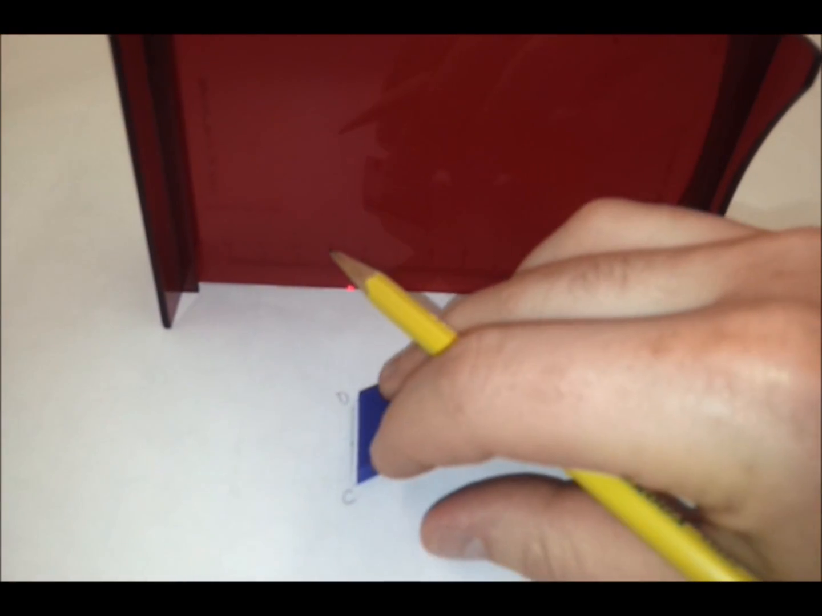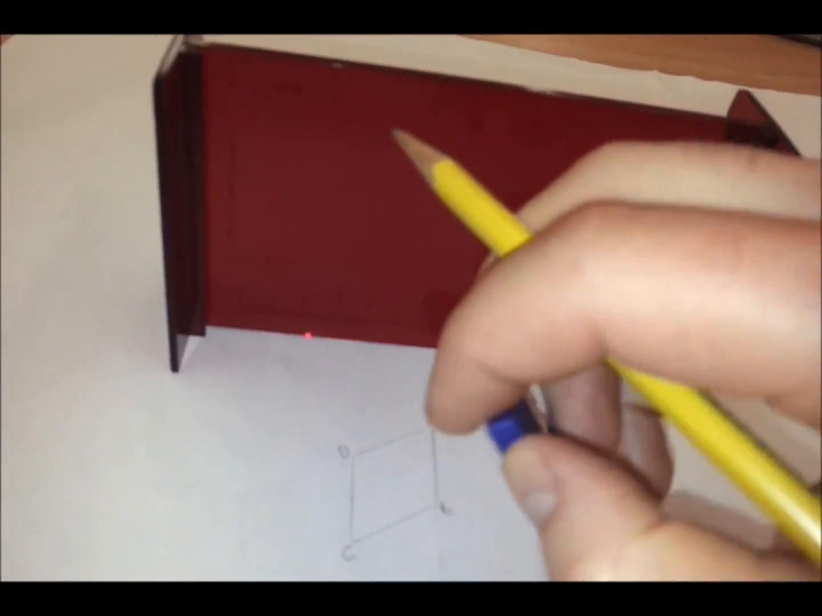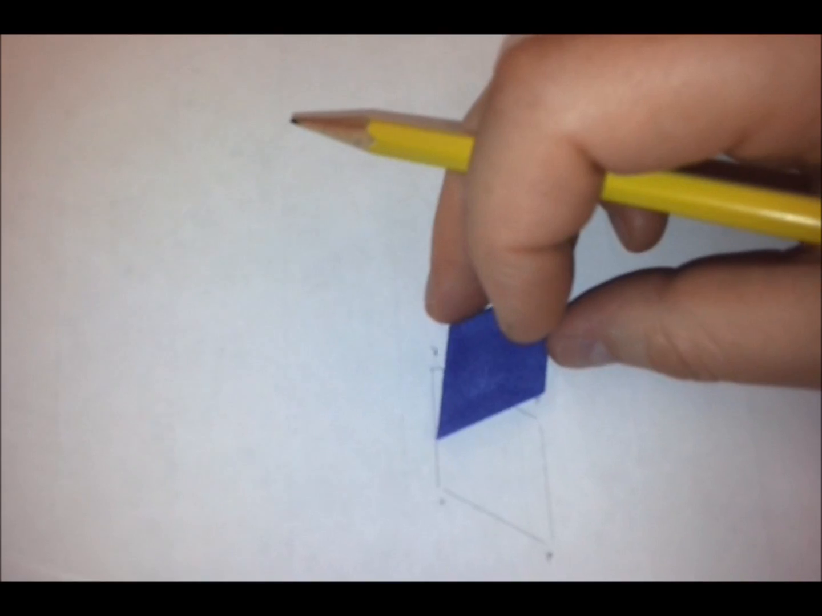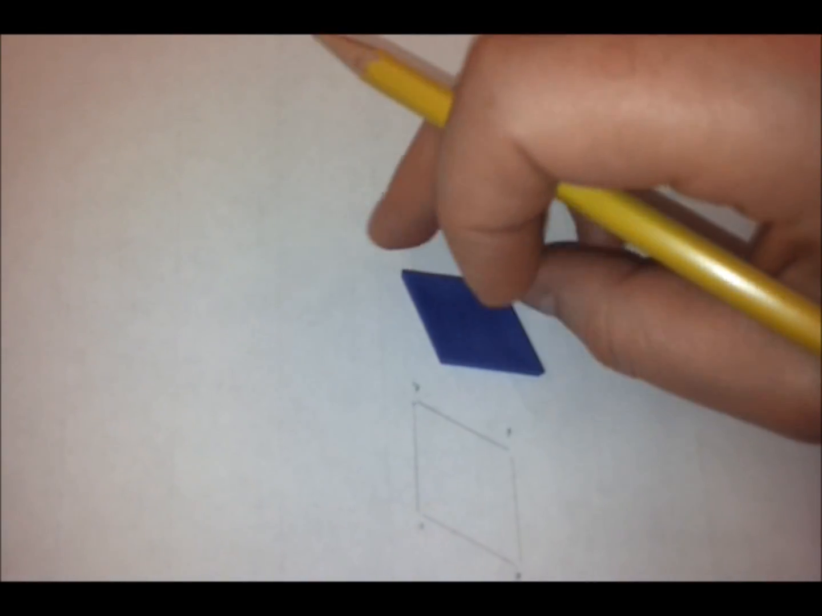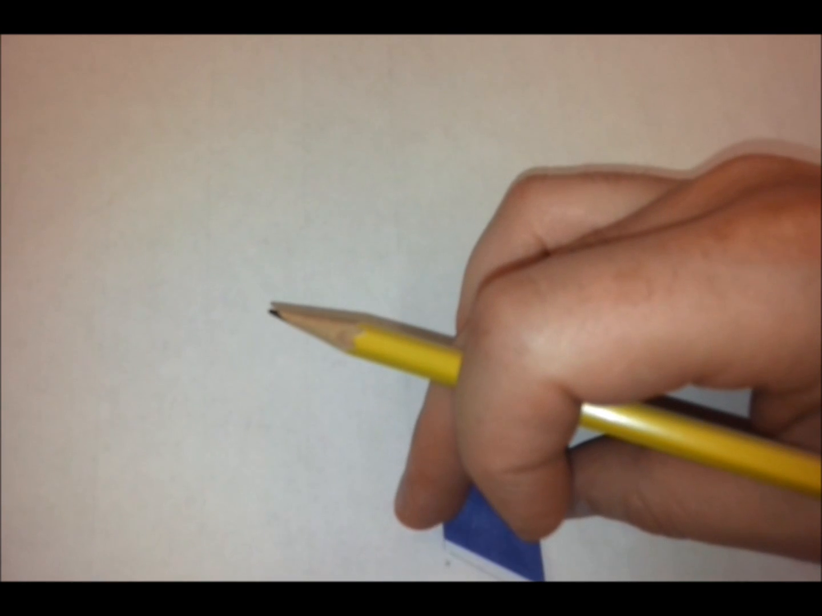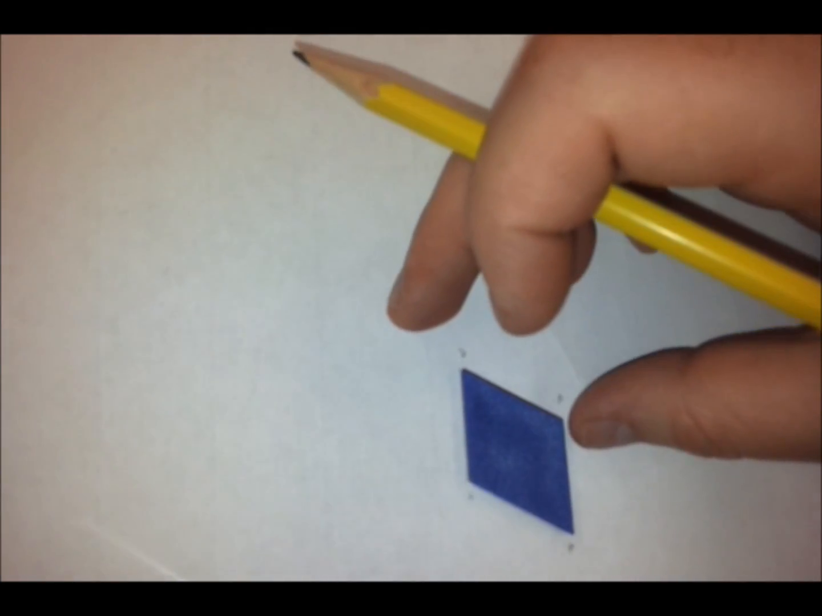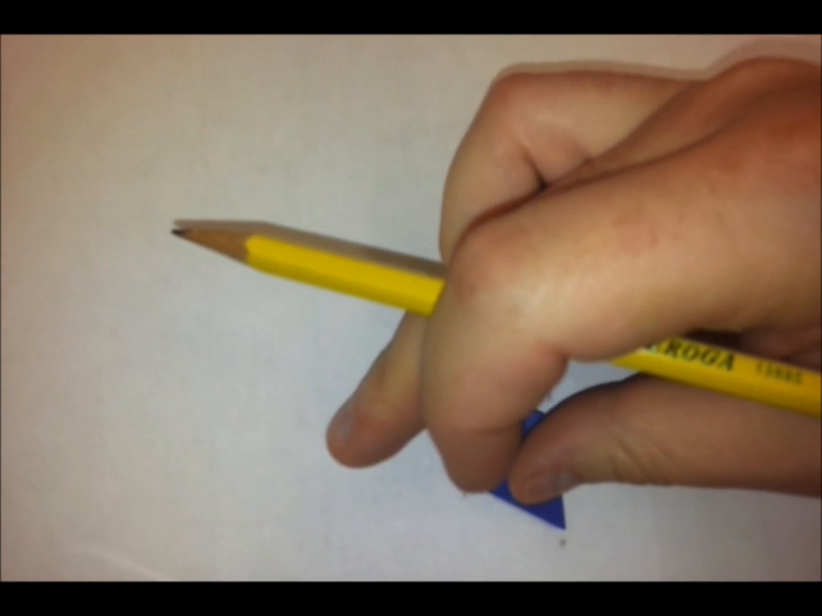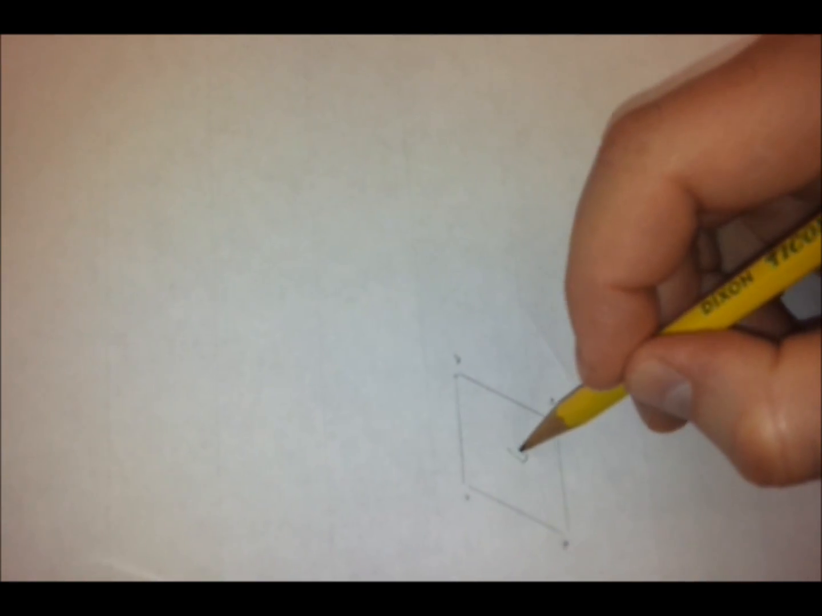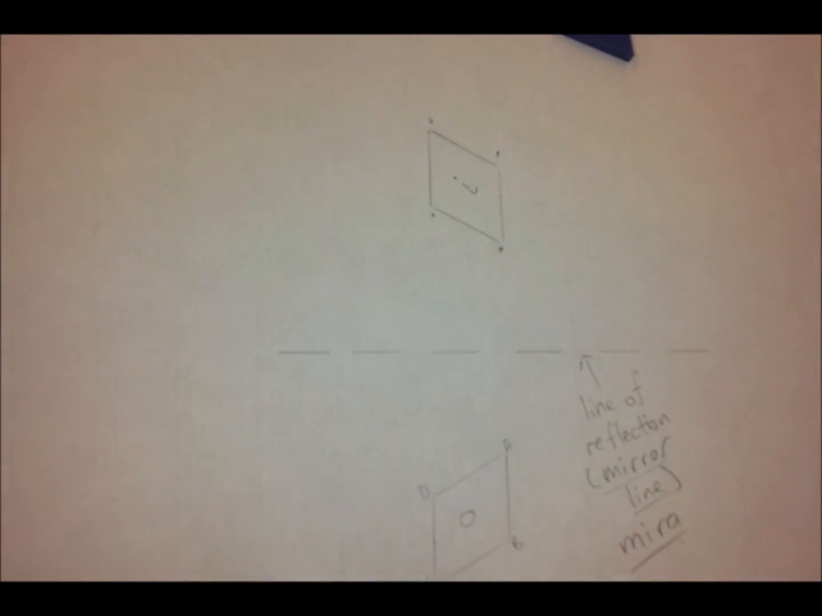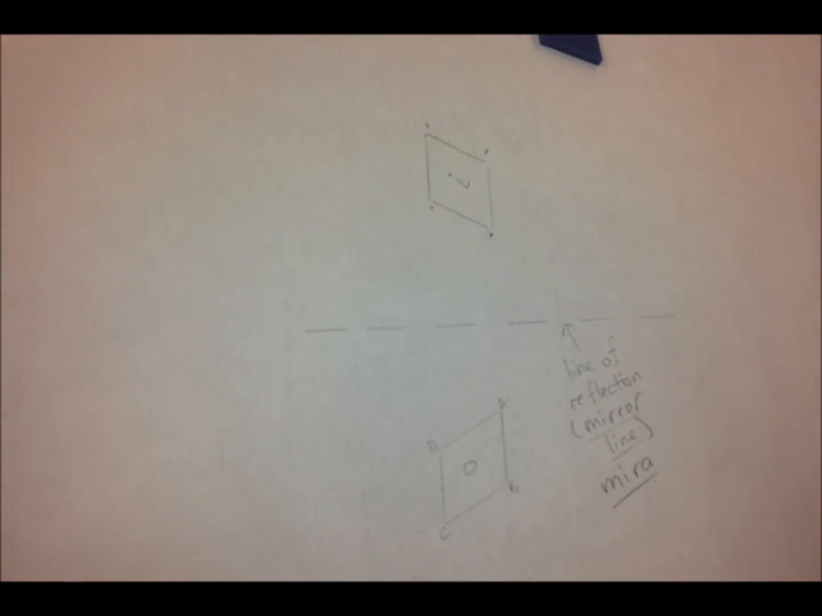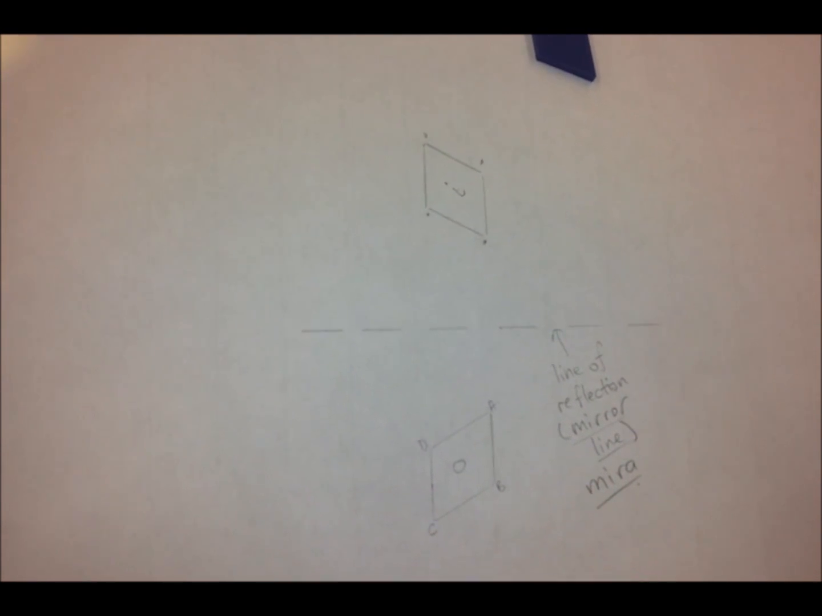Following that, I took my object shape, picked it up, and I placed it using the proper orientation of the dots. I placed it in the section where the dots are marked, and then I traced my image. So I for image, O for object. Now if I remove my mira, I've created a perfect image over the mirror line of my object. The only thing missing are the labels.